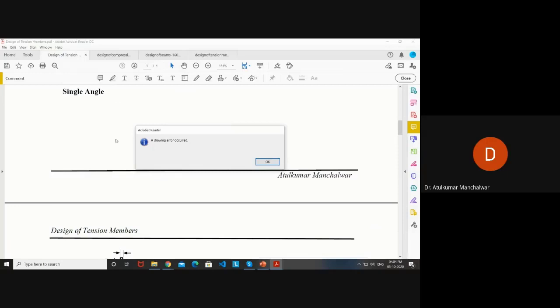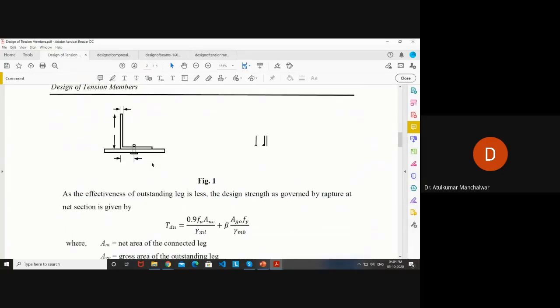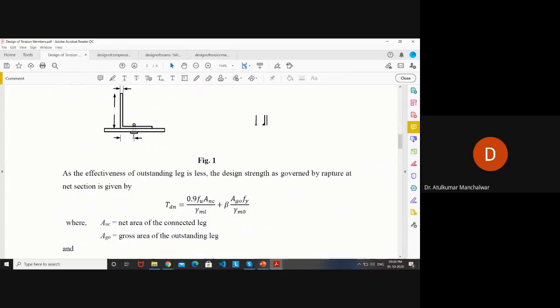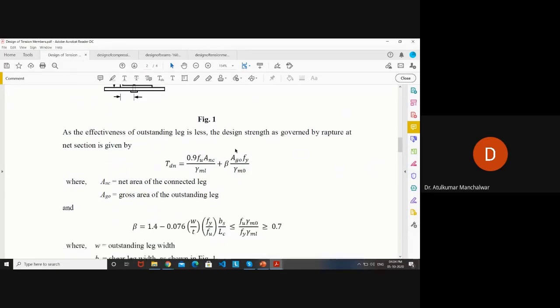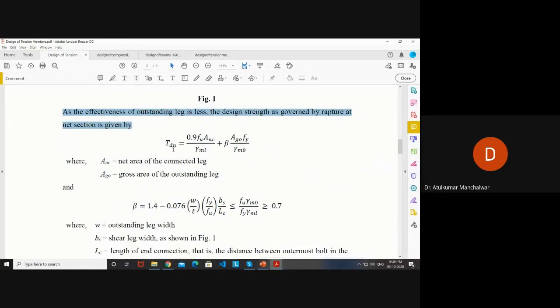So if this is the single angle section, if I told you the bolt is connected for the single angle, so in that case, the effectiveness of the outstanding length is governed by the rupture at the net section, given by this. So your TDN formula will slightly change. There is one unknown term included, that is beta, a constant term, and the beta is given by this formula.